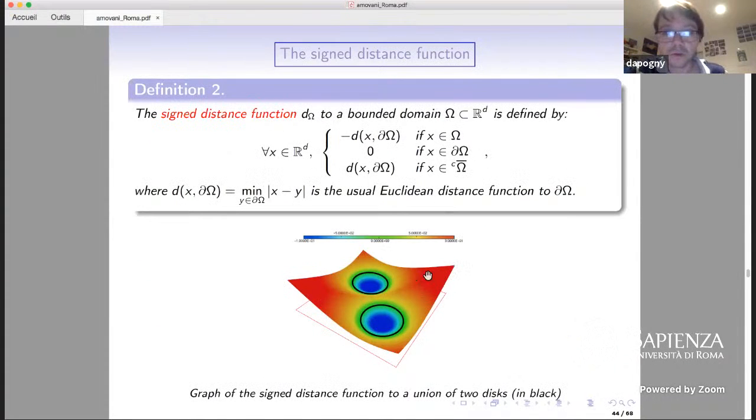So the signed distance function to a domain omega is just the Euclidean distance to the boundary, with a positive sign when we are outside and a negative sign when we are inside. So this is a graph of the signed distance function to the two-circle shape, which is given here.